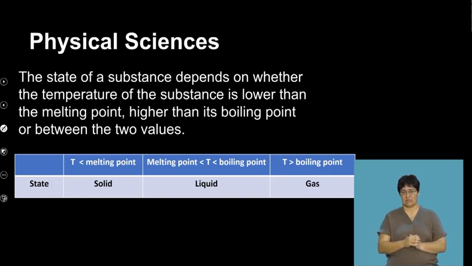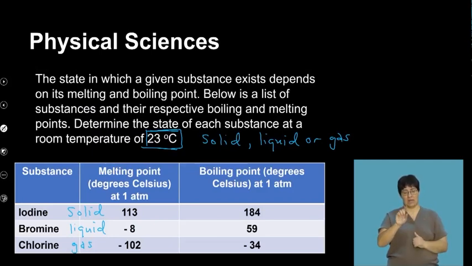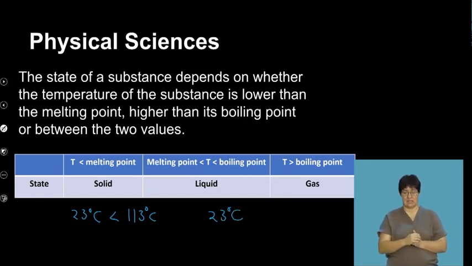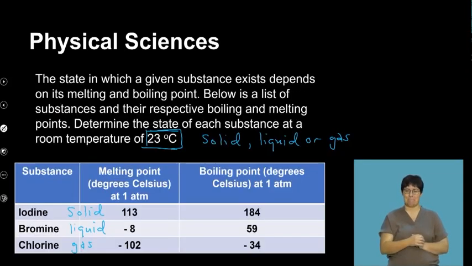Now, we can use this. 23 degrees Celsius, if we go back to the iodine, is less than 113. So if it's less than 113, it means this substance will be a solid. But then if you take 23 degrees Celsius, which is the temperature at which, let's say for argument's sake, bromine is given, you'll see that bromine melts at -8. -8 is less than 23, but at the same time, 23 is less than 59. So if the temperature that's given, which is 23 degrees, is between the melting point and the boiling point, that substance will be a liquid.